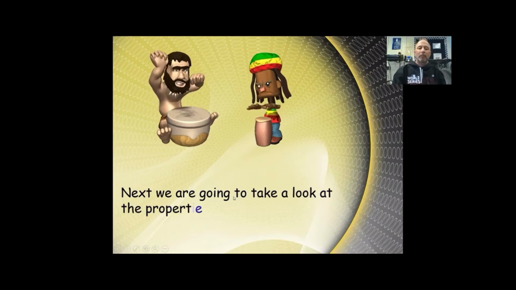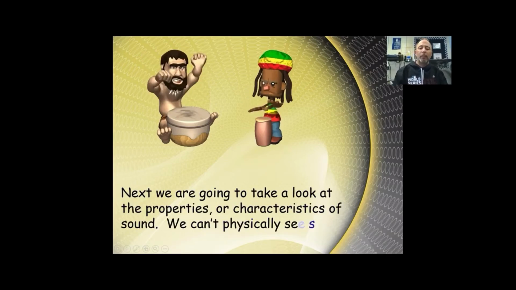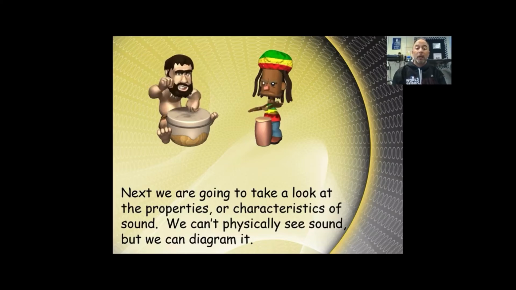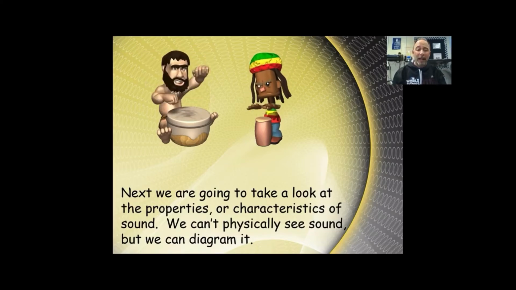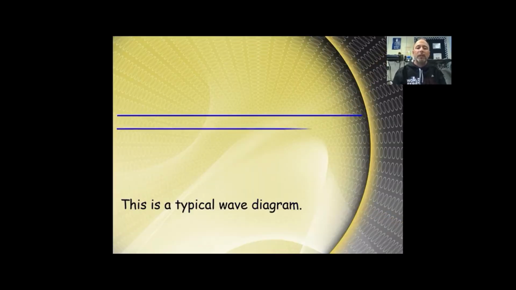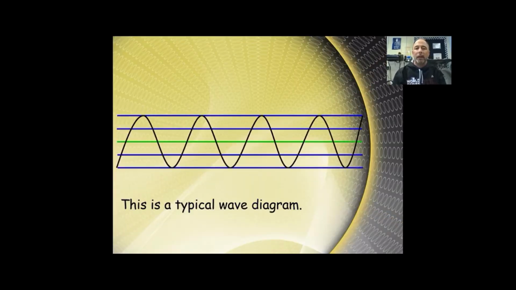Hey, we're going to take a look at the properties or the characteristics of sound, okay? Because we can't physically see sound, but we can diagram it. Oh, yes, we can, because parts is parts. This is a typical wave diagram.